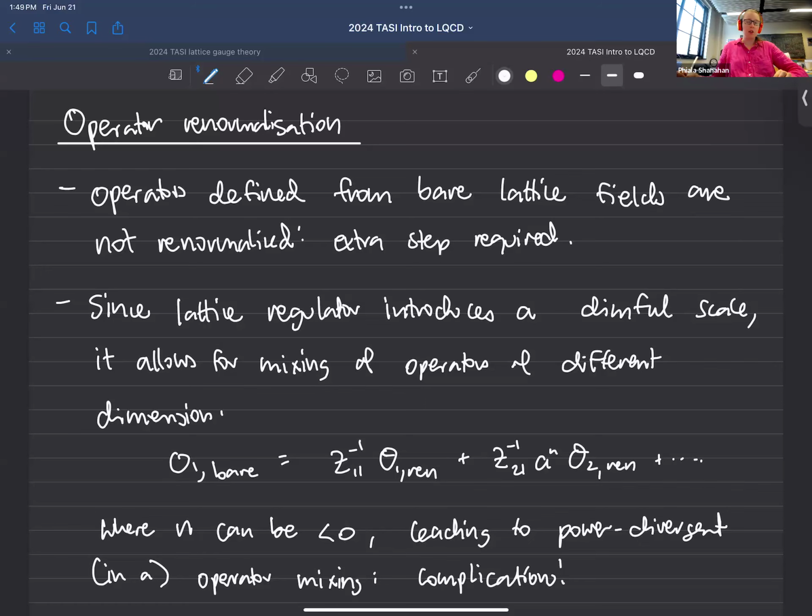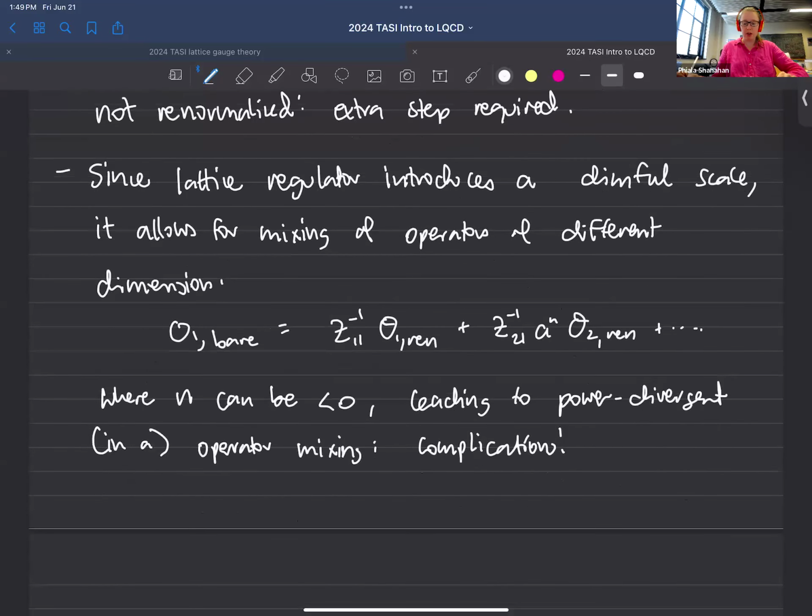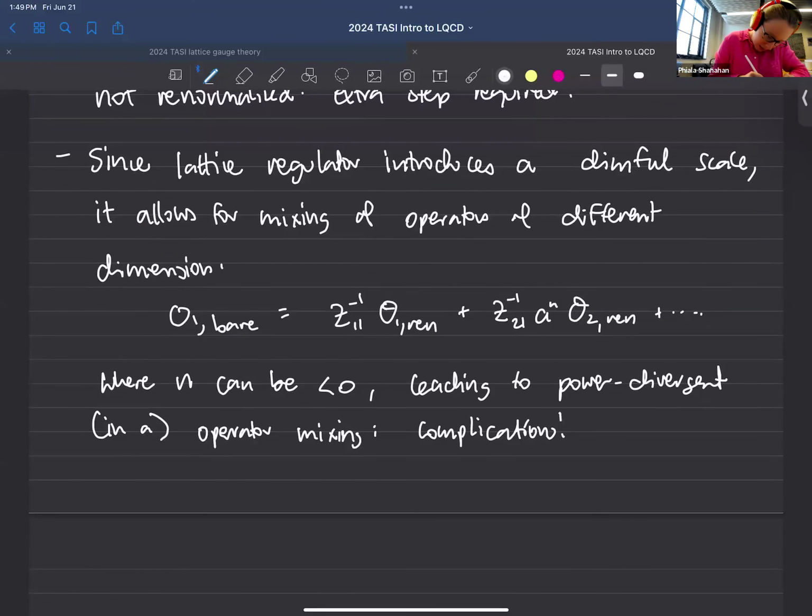Okay, so typically, one way to get around this is to choose operators that are protected from these sorts of power divergent mixings by choosing them in irreducible representations of the symmetry group that we do have, the hypercubic group H4, that have no lower dimensional operators living in the same irrep. And then you can just compute the remaining non-divergent mixings explicitly and do the renormalization calculation. So this is typically an important step, is choosing not just the operators that you want to compute matrix elements of, but also making sure that they live in protected irreps of the hypercubic group.